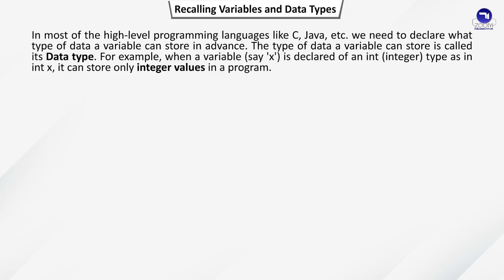In most high-level programming languages like C, Java, etc., we need to declare in advance what type of data a variable can store. The type of data a variable can store is called its data type. For example, when a variable, say X, is declared of an integer type, as in int X, it can store only integer values in a program.